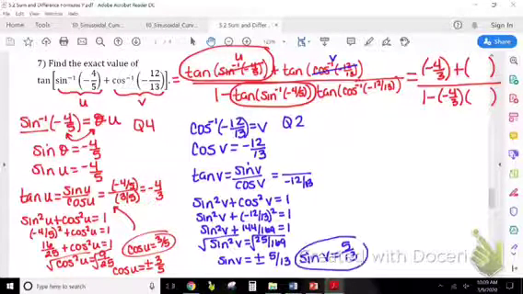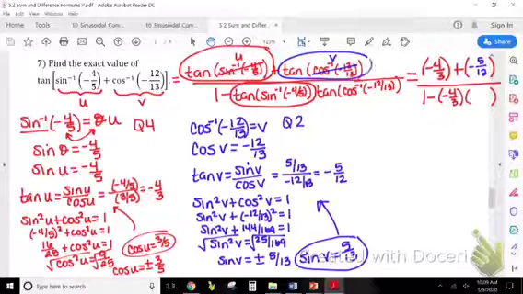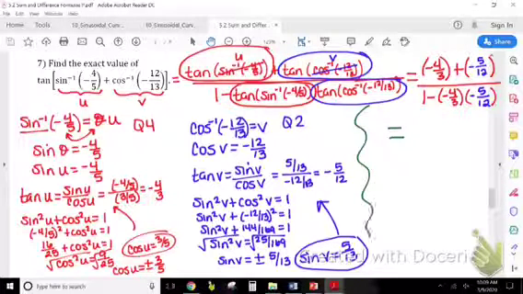And so we're going to take that and plug it in up there for our sine value. So we divide them out and we get negative 5/12. So that's going to take the place of that tangent of V right here, which is the same exact thing as right there. And then we just have to work it out.